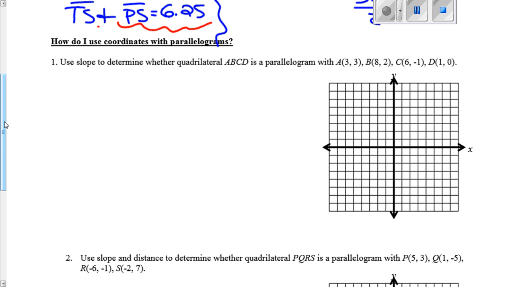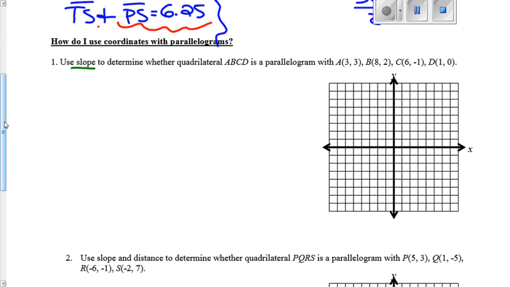Okay, we're going to talk coordinate plane now. We're going to be given a shape in a coordinate plane, and we have to determine if it's a parallelogram, if it's a rectangle, or nothing, using slopes, length, midpoint, and that's it. The first one says use the slope to determine whether quadrilateral ABCD is a parallelogram.